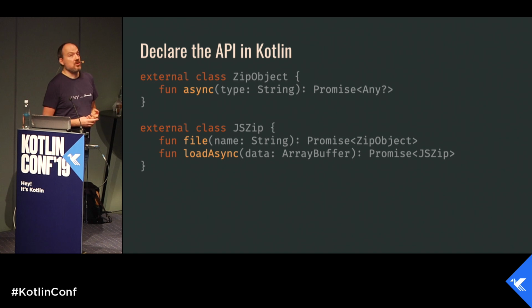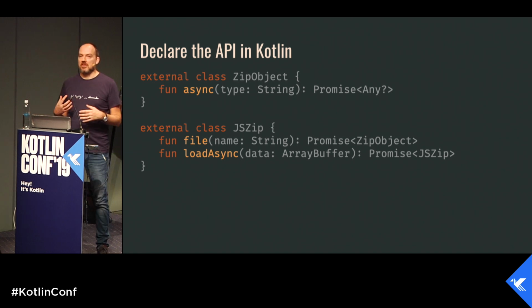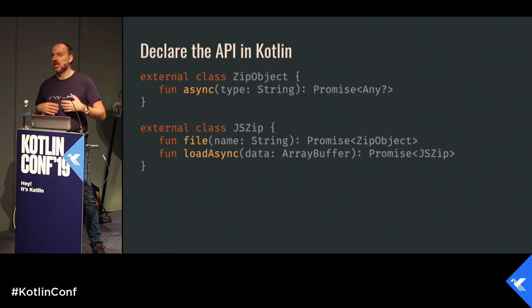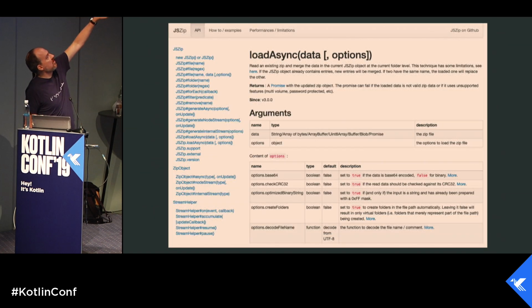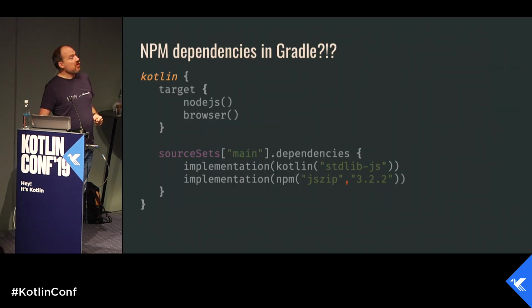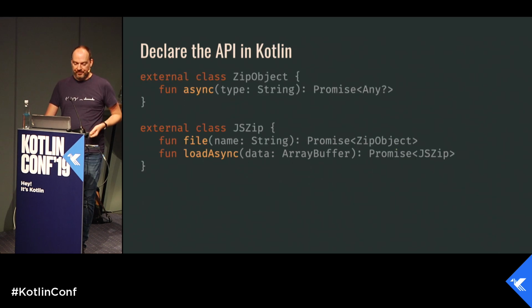Now, you need to define the API yourself in Kotlin. The API is completely in JavaScript. There is no type definition from TypeScript that you can use right away or try to convert. So you need to define it yourself. If we go back here, you see that on the JSZip object, there is a function called file. There's also loadAsync, and each zip object has also an async method. Those are the ones that we need in order to load a specific file inside the zip library.